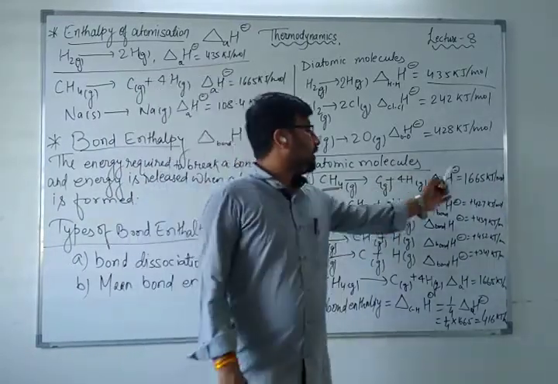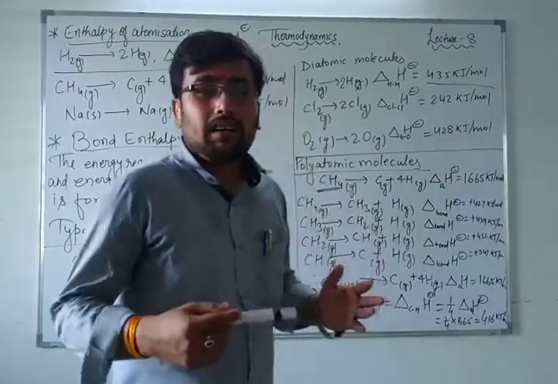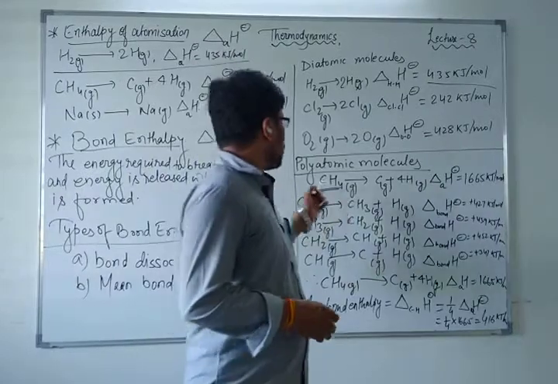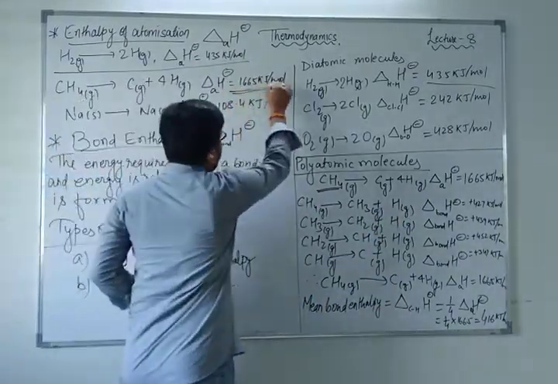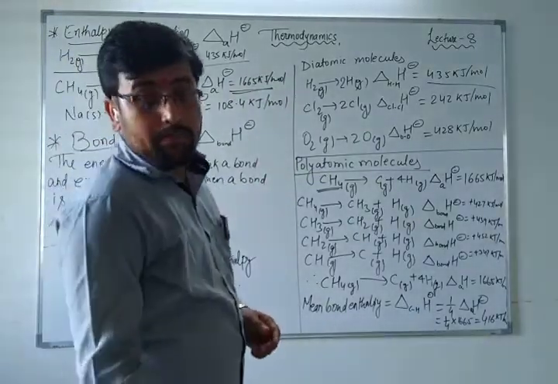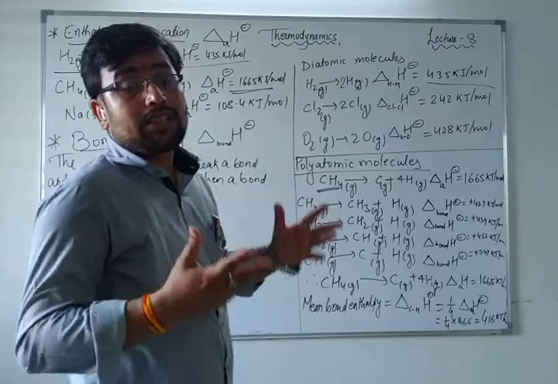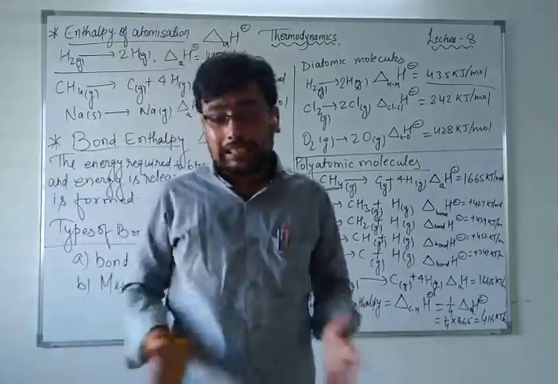So here you can see the bond enthalpy, or you can say the enthalpy of atomization of methane, at 1665, as I have already written here. Now the question is, sir, that was the enthalpy of atomization. Let's talk about bond dissociation. How do bonds dissociate? That is the question.